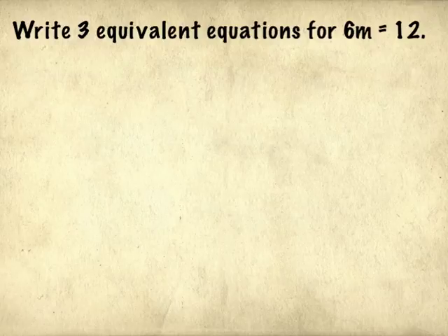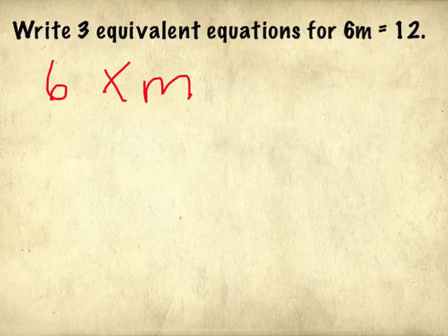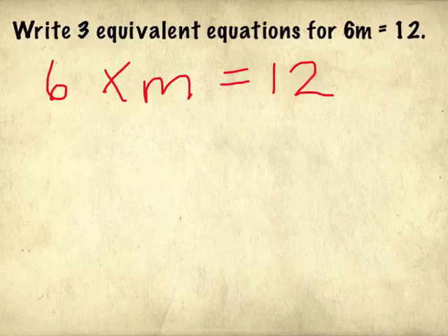So check your understanding here by pausing the video and writing 3 equivalent equations for 6m equals 12. Remember that 6m is the same as 6 times m equals 12. Pause the video here and just quickly jot down 3 equivalent equations.